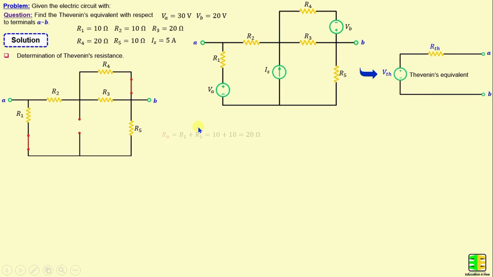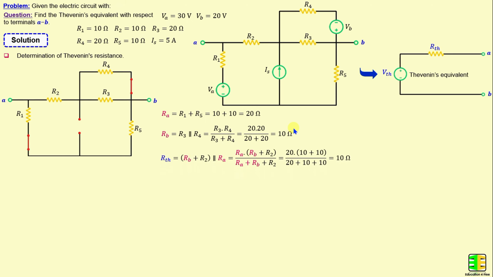I will consider RA is the series combination of R1 and R5, which is given by R1 plus R5, we get 20 ohms. And I will consider RB is the parallel combination of R3 and R4, which is equal to R3 times R4 over R3 plus R4, and we get 10 ohms.